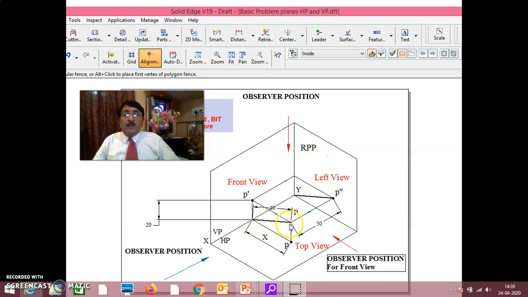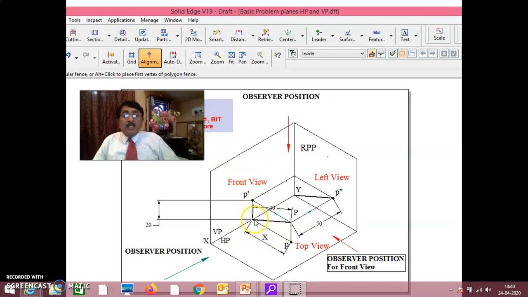I think you can understand, no? The point is here P. This is 20 mm above HP they are given already. 50 mm from RPP they have also given. But what exactly is the distance in front of VP? Okay, they are not given. In fact, they have asked you to find that. That is X is the distance to be found out. But instead of giving this distance, they are given the shortest distance. The shortest distance of this point from the intersection of VP and HP is 40.